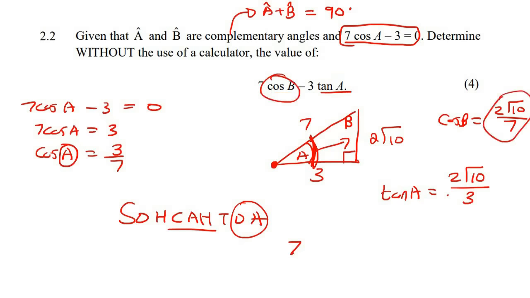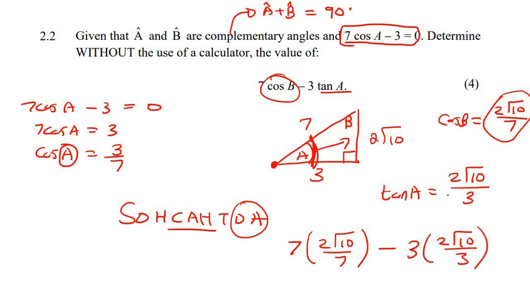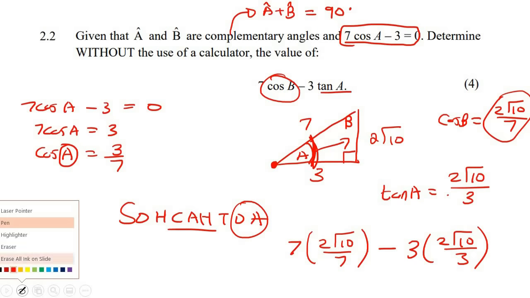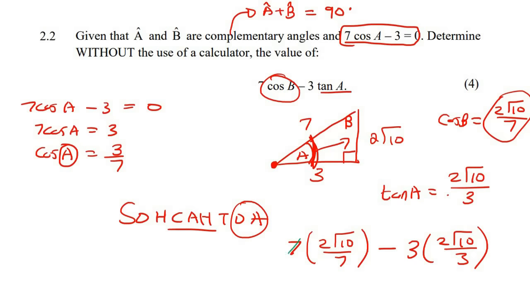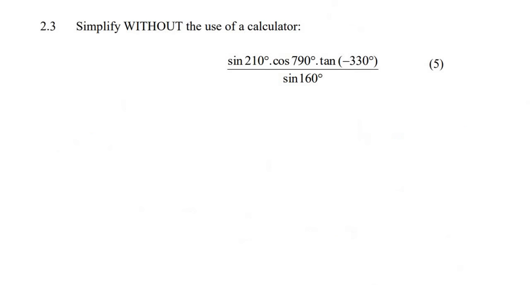Cos B is that. So we can say that minus tan of A, which is that over there. Now remember, these two are going to cancel, and these two are going to cancel. And so that's going to be 2 square root 10, take away 2 square root 10 to get a final answer of 0.